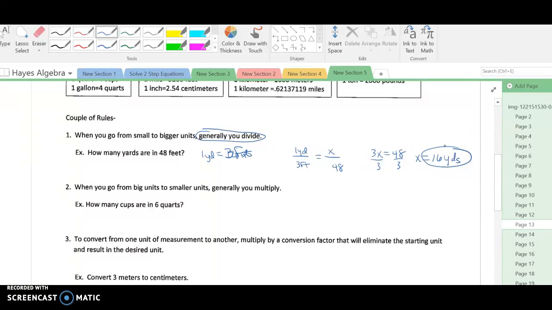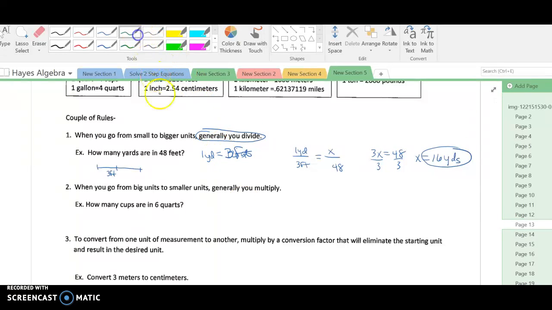Now, personally, I just go ahead and divide, right? I know 1 yard is equal to 3 feet. Here's 3 feet, so that's 1 yard. And how many times am I going to do this, right? 48 divided by 3 is 16 times, okay?